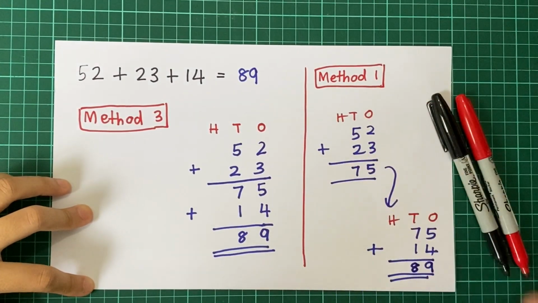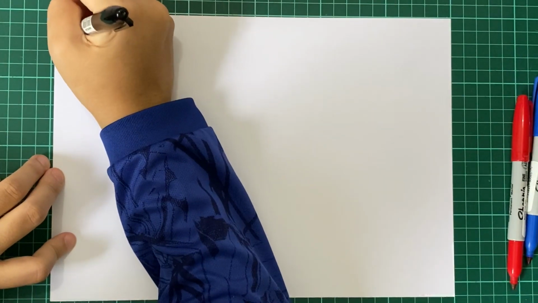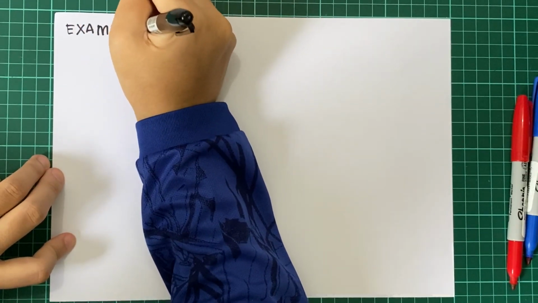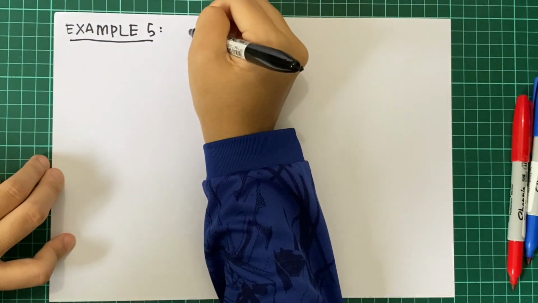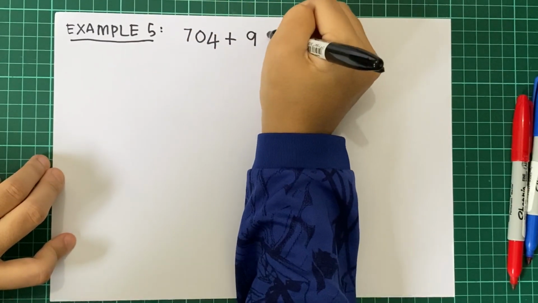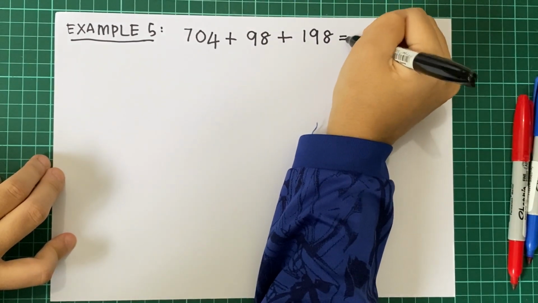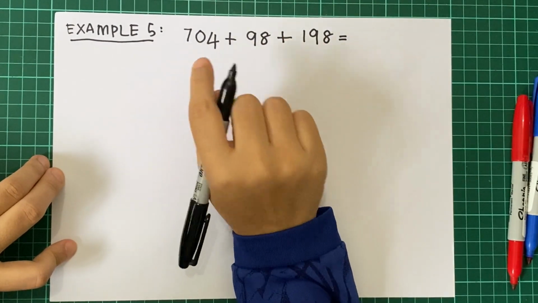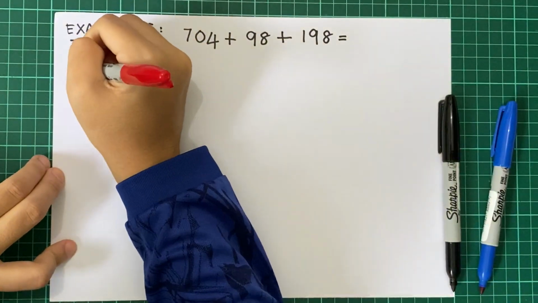we separated it. Okay? Alright, last but not least, I have last example for you, which is example 5. Let's say I have 704 plus with 98 plus with 198 equals to how much? For this time, I will show you how to find the answer for these questions by using all the three methods. We start with method 1.